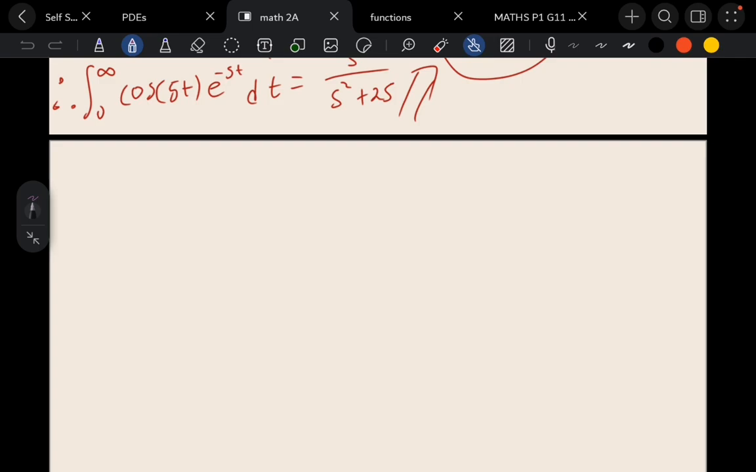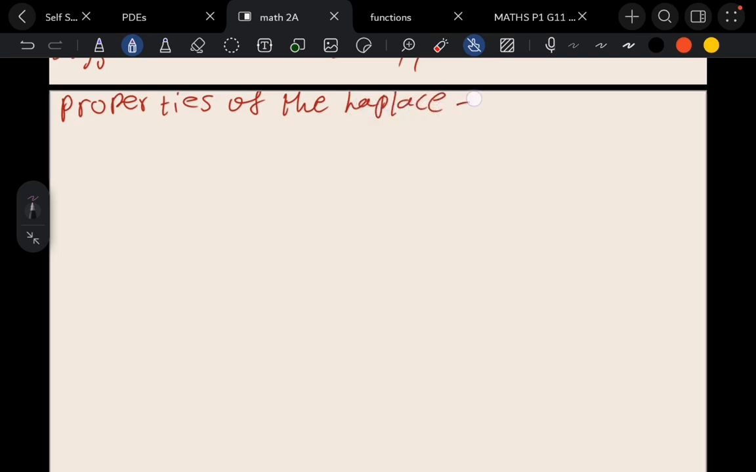Today we are going to look at the properties of the Laplace transforms. We are going to start with them today.